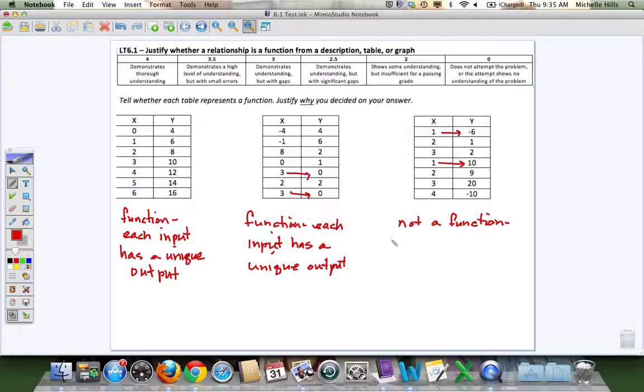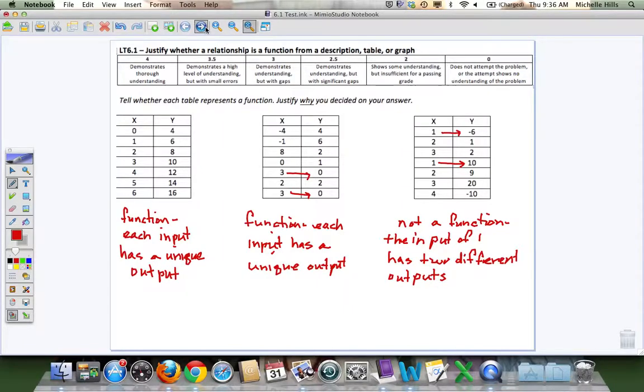And why not? The example I'm going to use is that the input of 1 has two different outputs. I just chose to look at 1. 2 also goes to two different things. 3 goes to two different things. So you had your choices with what you were going to say here.